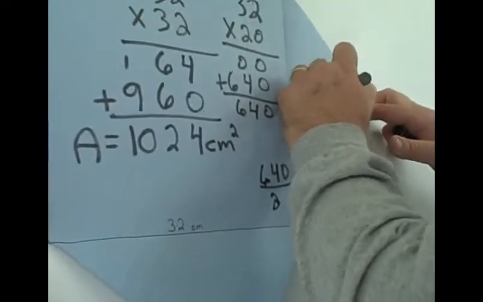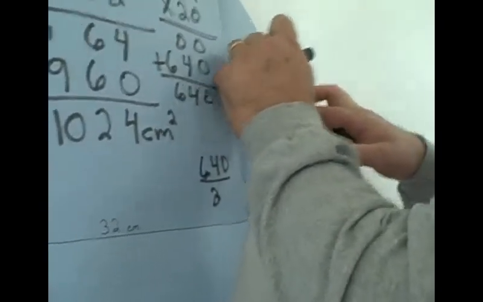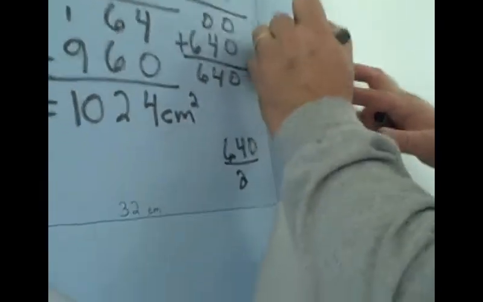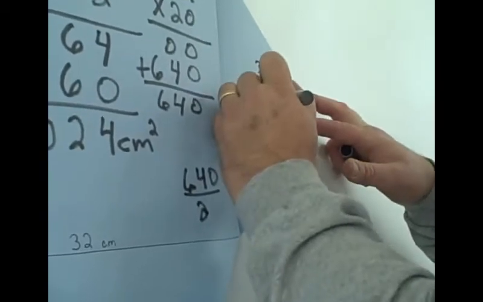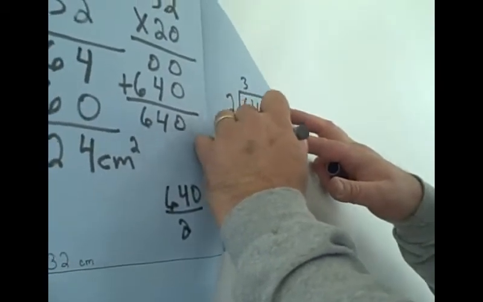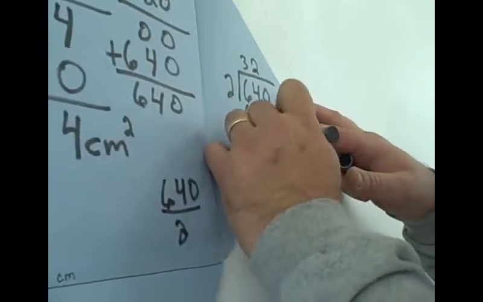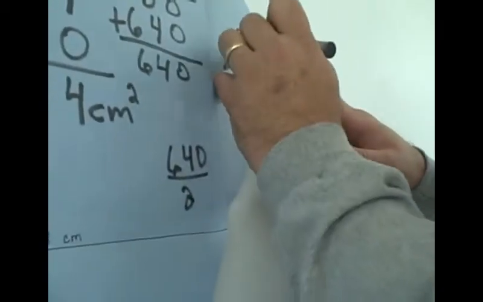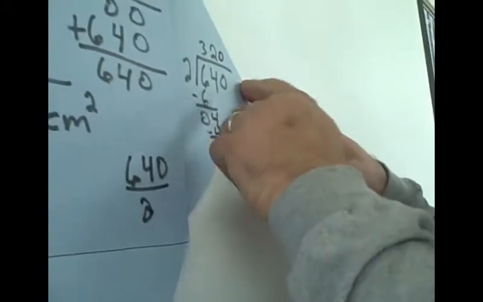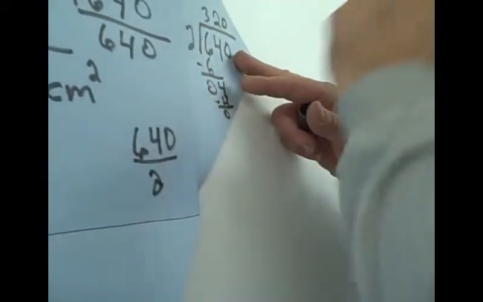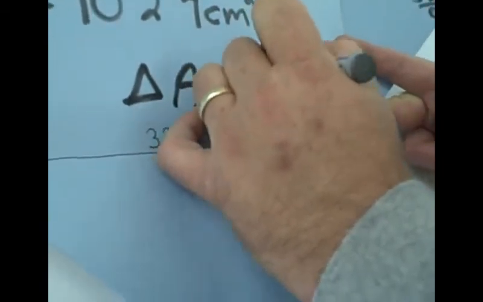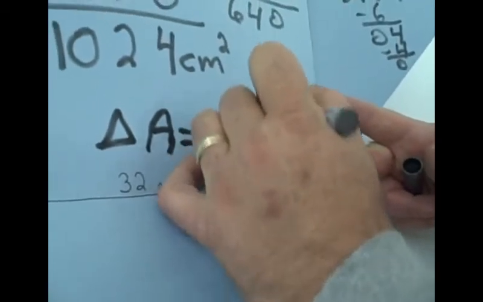So 640 divided by 2. 2 goes into 6 3 times. 3 times 2 is 6. Drop the 4. 2 goes into that 2 times, which is 4. And 2 goes into 0, 0. So half of 640 is 320. So the area for the triangle part is 320 centimeters to the second power.